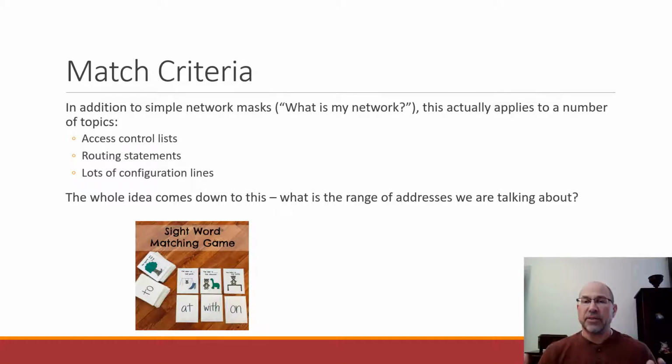But there are lots and lots of configuration lines that have some kind of IP address and some kind of mask. And really, together, those things constitute the match criteria. So again, the whole thing really comes down to what kind of address space are we talking about? What are we trying to match?